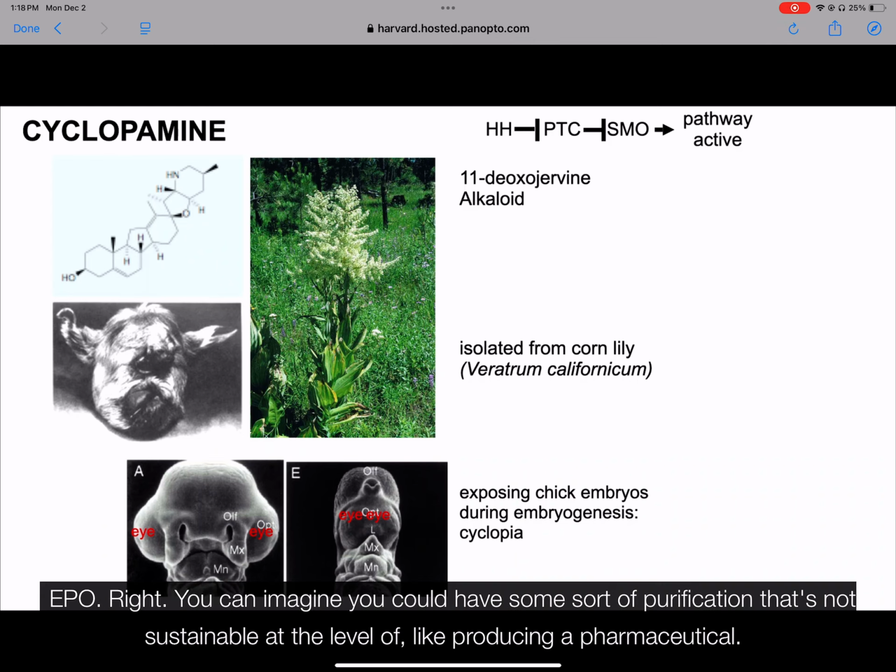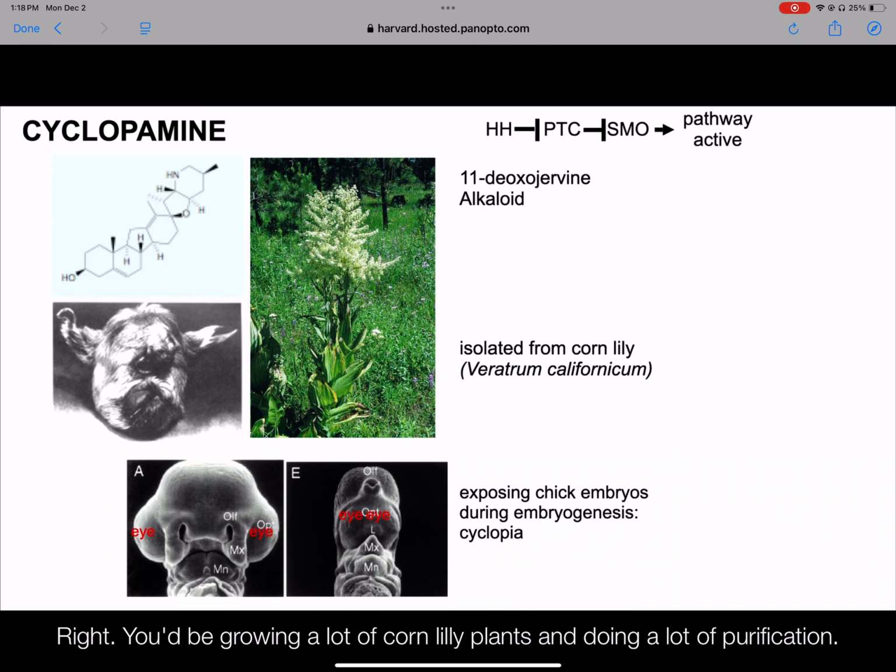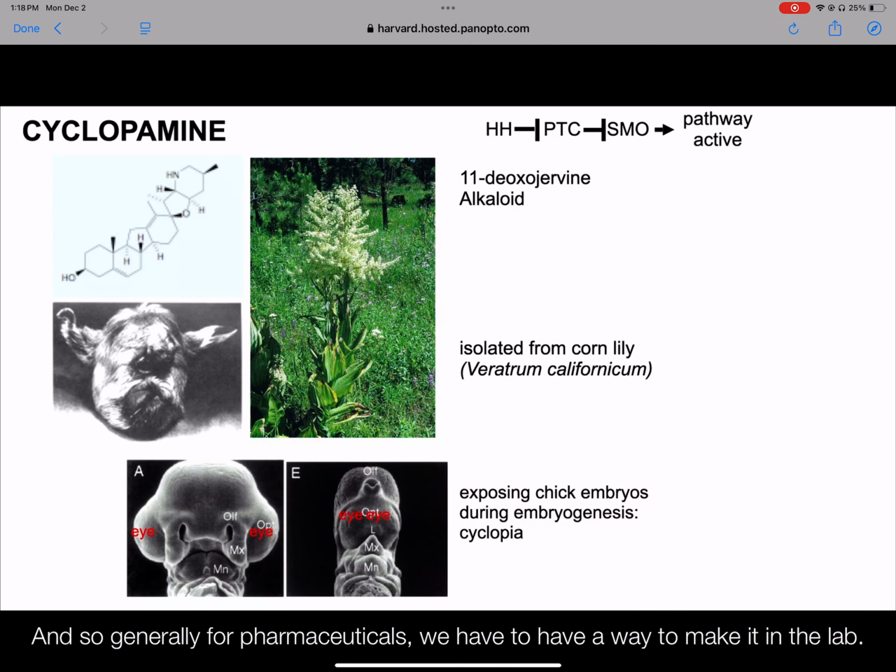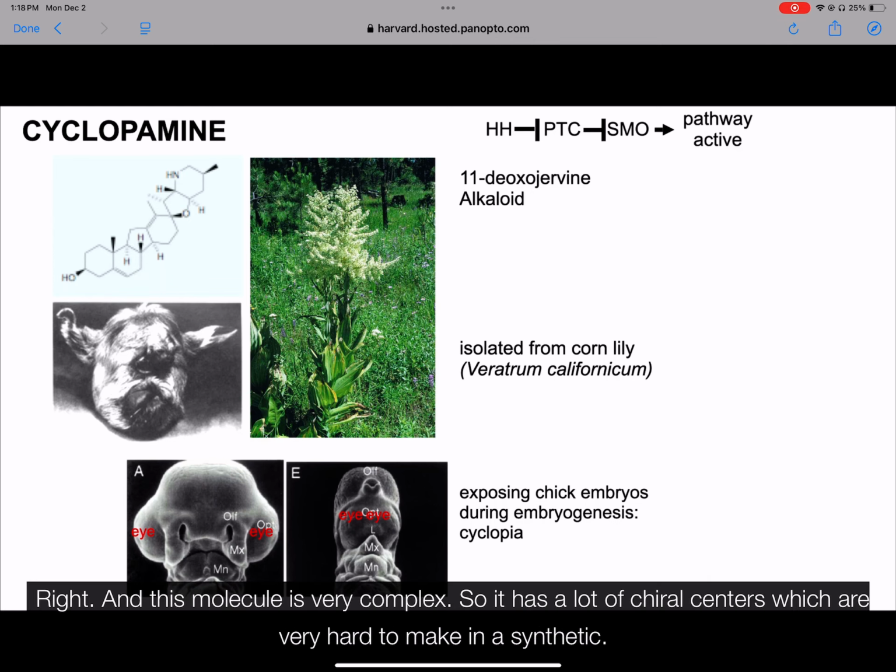So, you know, you can isolate it from the corn lily, in the ways we isolated EPO, right? You could imagine you could have some sort of purification. That's not sustainable at the level of producing a pharmaceutical, right? You'd be growing a lot of corn lily plants and doing a lot of purification. And so generally for pharmaceuticals, we have to have a way to make it in the lab, right? And this molecule is very complex.